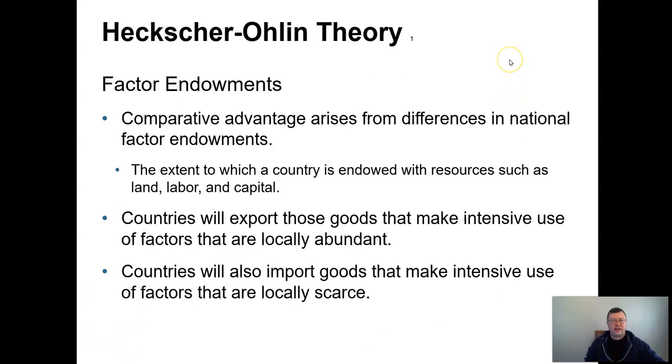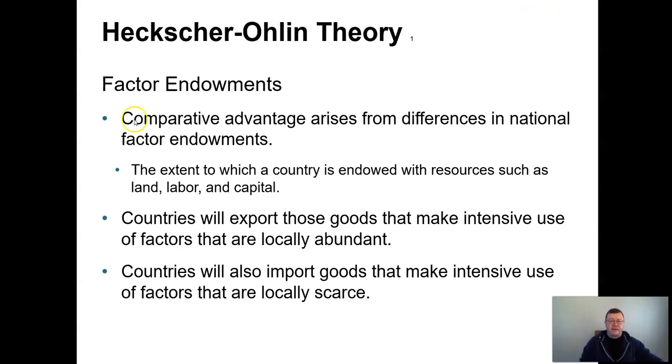Next, we're going to look at Heckscher-Ohlin theory. This is also a popular theory. It's slightly more complex than David Ricardo. You've got to remember, David Ricardo was writing in the 16th century, and Heckscher and Ohlin were writing in the 20th century. So they began to expand that and make it a bit more complex.